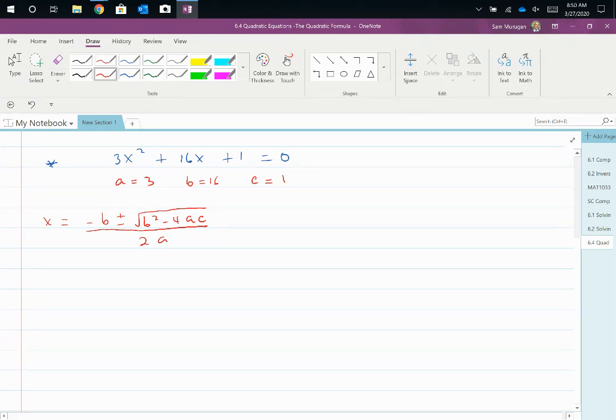Then take one whole step to substitute numbers into your formula. So this is minus 16. Let's use a different color for this. Minus 16 plus or minus 16 squared minus 4 times 3 times 1, all over 2 times 3. A is 3.